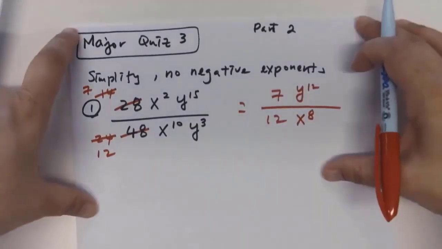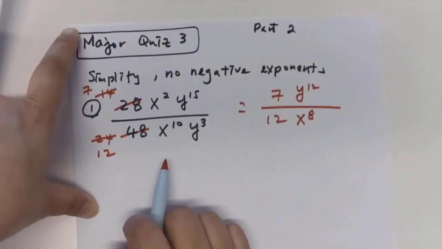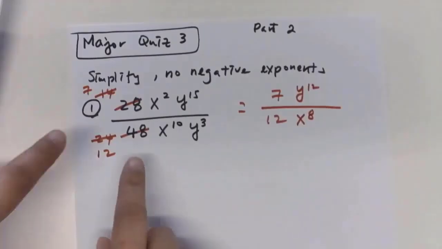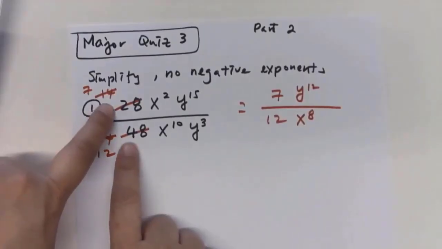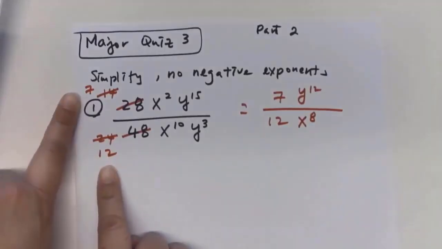So we just did this one. We simplify the functions and make sure your answer has no negative exponents. We forgot to record it. So first we reduce the number. Both of them can be divided by 2 and 2 again, meaning both of them can be divided by 4, right?